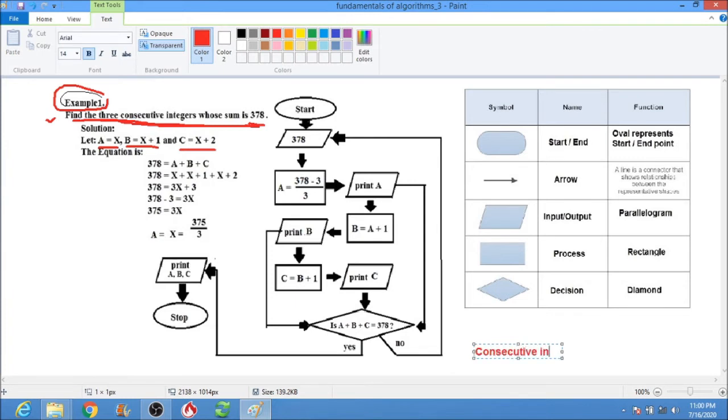Take note, the property of consecutive integers: these are a sequence of numbers with a common difference, D, and the difference is equal to 1. Consecutive integers or consecutive numbers are a sequence of numbers with a common difference of 1.